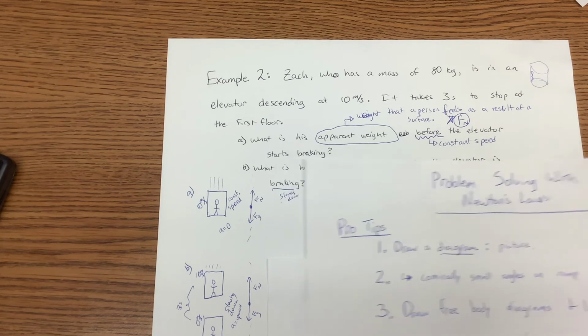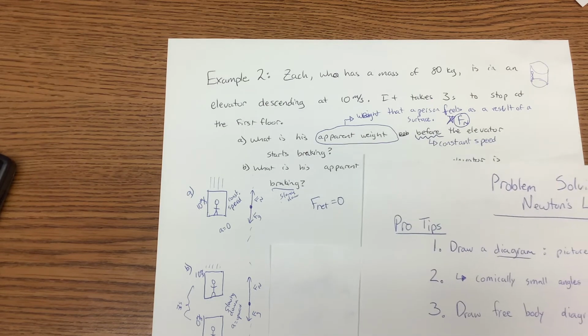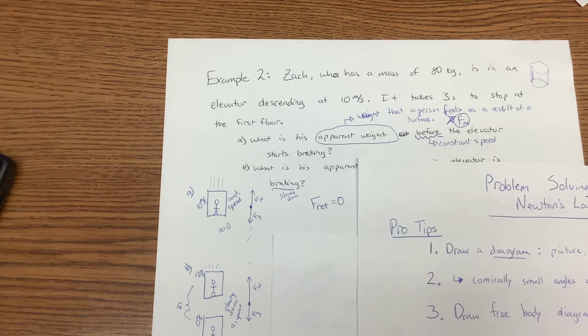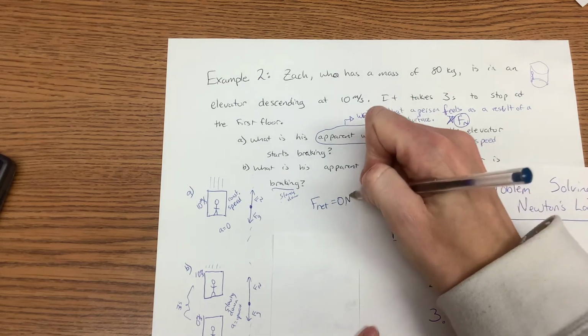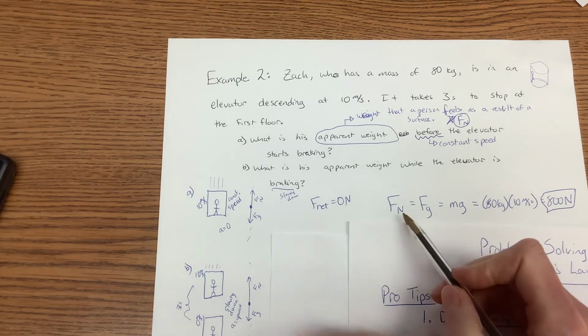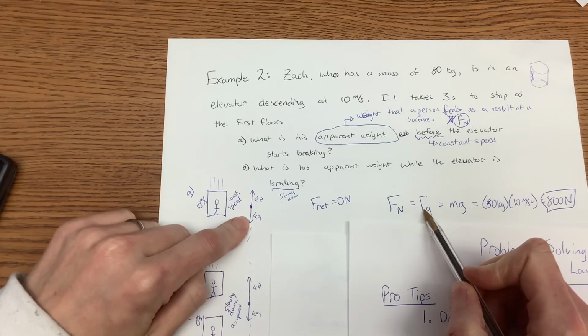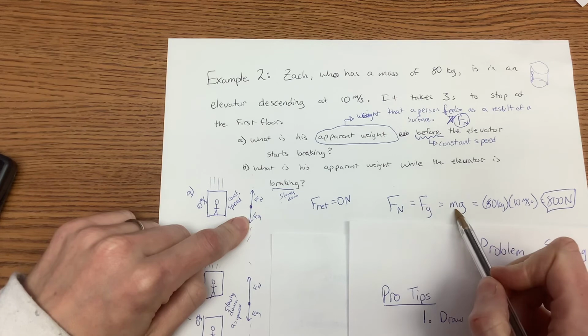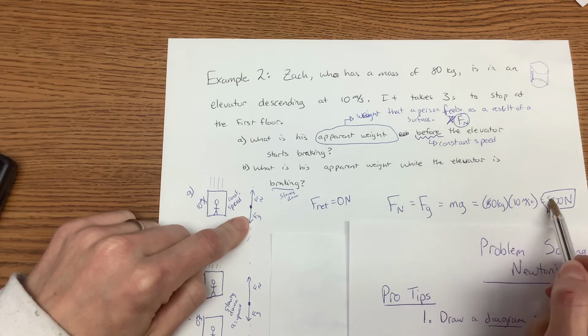So let's see, now I got to apply some laws here, which I kind of already did. There's the net force being 0, which I stated explicitly. I could write an N there. That would probably be better. And then there's the net force: the normal force equals the gravitational force. So I just plug that in, M times G, 80 kilograms times 10, I get 800 newtons.